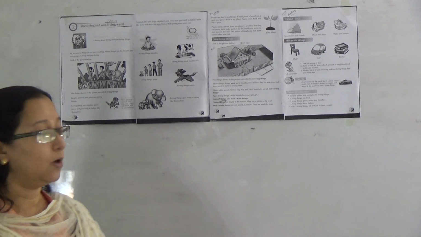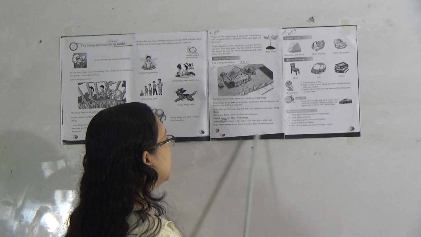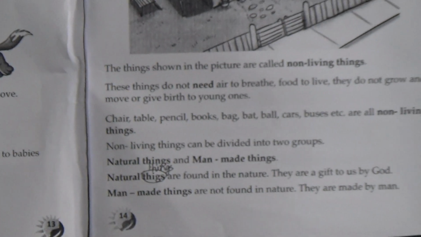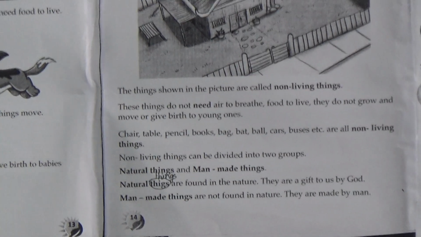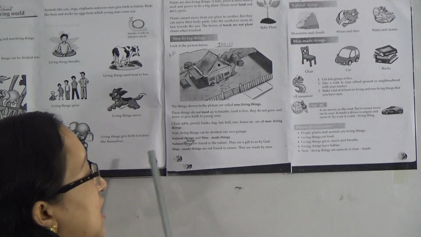Natural things we found from God as our gift, and man-made things, the things which are made by man like chair, table, gate, these things are man-made things.